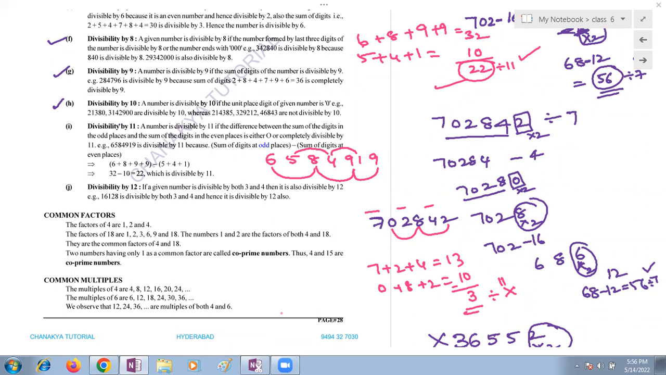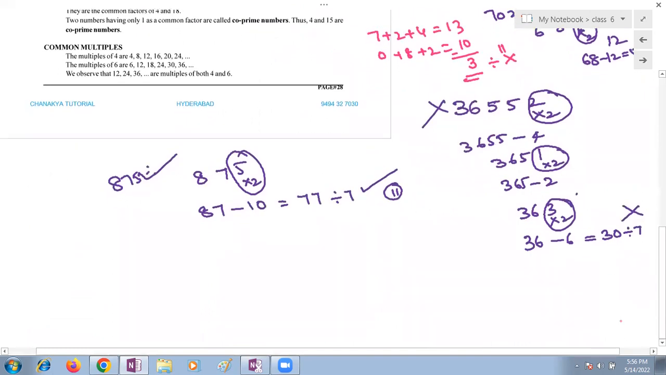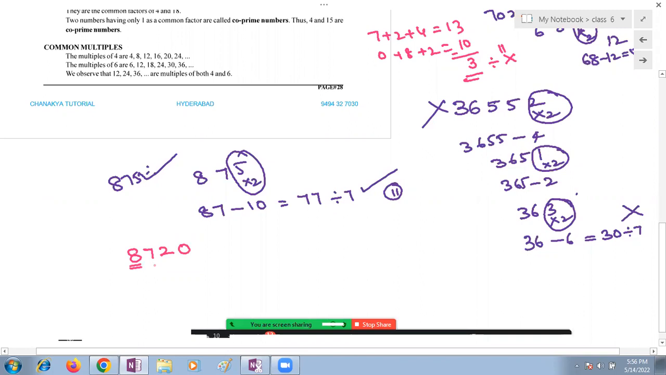See, children, 11 is alternative digits. Suppose, can you please give one number, Riyansh? Any one 5-digit number. Ma'am, 8,720... 87,020. Now, alternative digits. Alternative means if I'm taking the first, I leave the second, then I take the third. So now what are the alternative digits here?